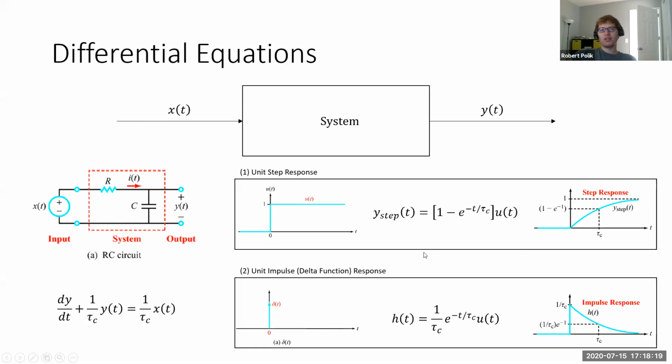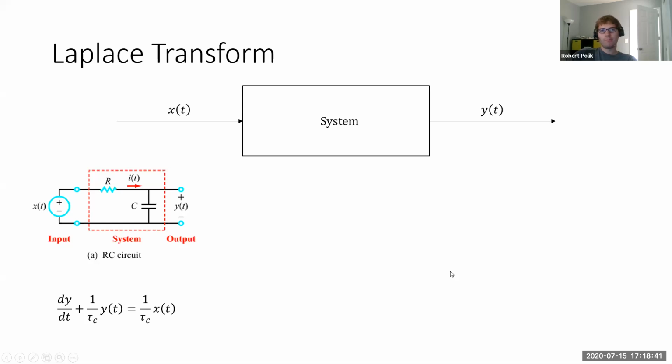Then the derivative of the output of the step function is also the derivative of the output of the unit impulse function. So I'm showing you this one because it'll be of importance later on for understanding just how systems perform in general. So that's differential equations. Any questions about that? Yes.